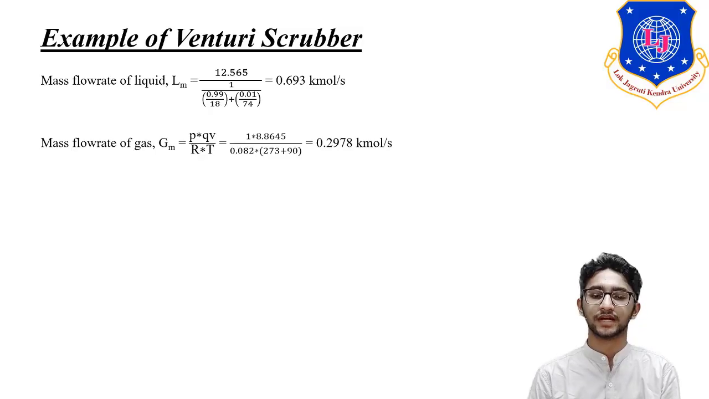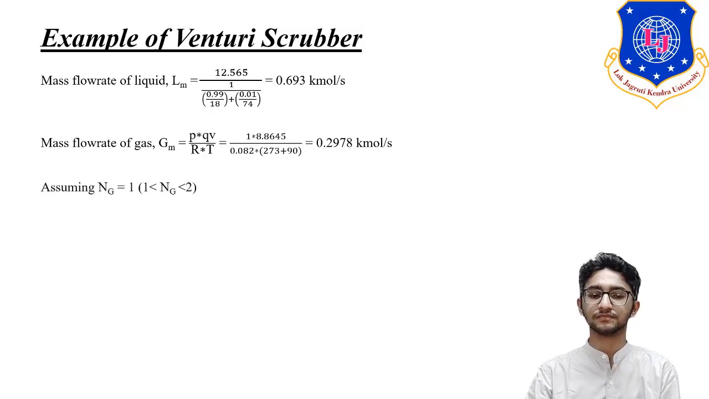Now the mass flow rate of the gas Gm equals P into QV upon RT. So P is atmospheric pressure 1, into QV 8.8645 that we have calculated earlier. R is 0.082 multiplied by 273 plus 90, that is temperature 90 degrees Celsius, so we have converted into Kelvin, and so the mass flow rate of the gas will be 0.2978 kilomole per second.